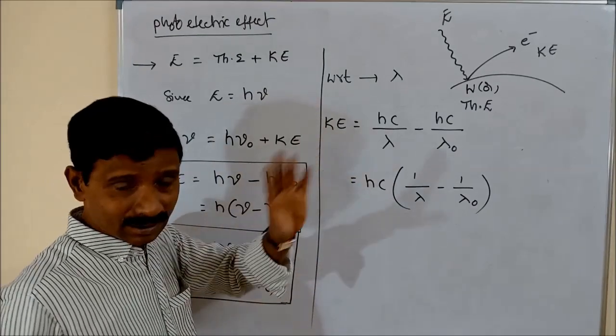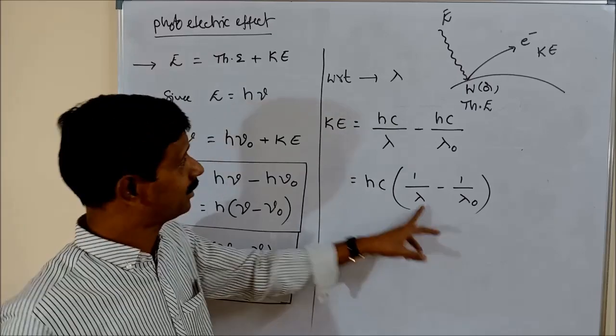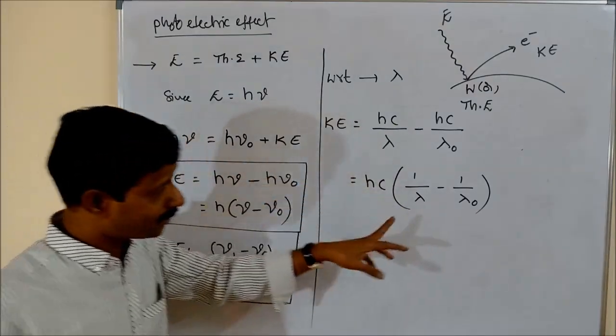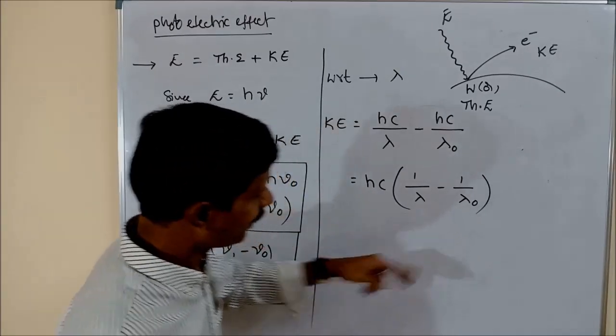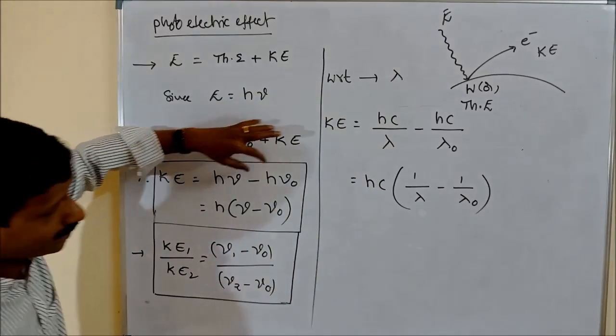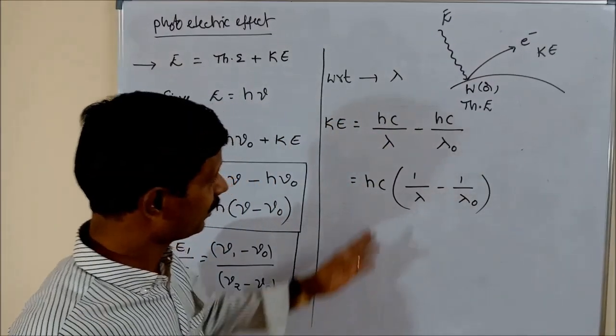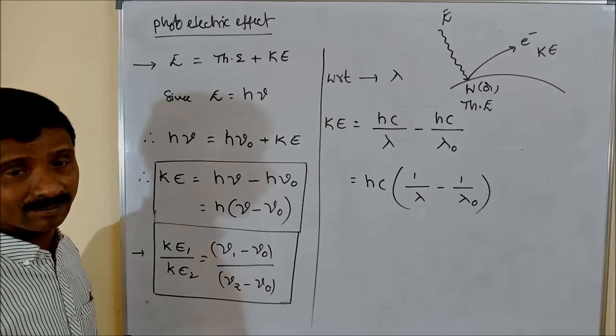Suppose if the units are in ergs, you have to convert wavelength into centimeters, and if the units are joules, you have to convert wavelength into meters. Already you know that conversion. So in this way, either with the help of frequencies or with the help of the wavelengths, we can find out the kinetic energy of the ejected electron.